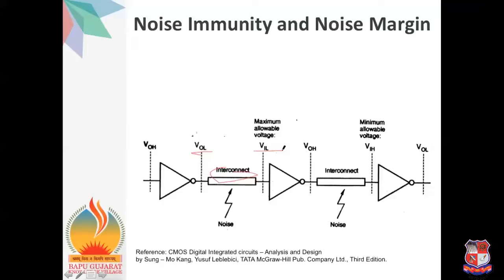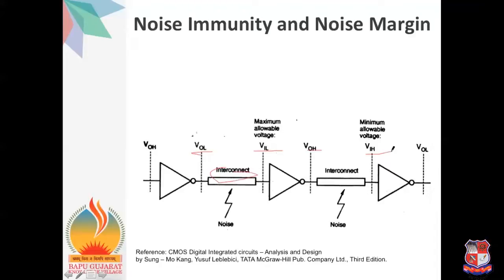Now consider the signal transmission from the output of the second inverter to the input of the third inverter. Assuming that the second inverter produces an output voltage of VOH, as in the previous case, this output signal will be perturbed because of noise interference, and the voltage level at the input of the third inverter will be different from VOH. If the input voltage at the third inverter is larger than VIH, the signal will be interpreted correctly as a logic 1 input by the third inverter.